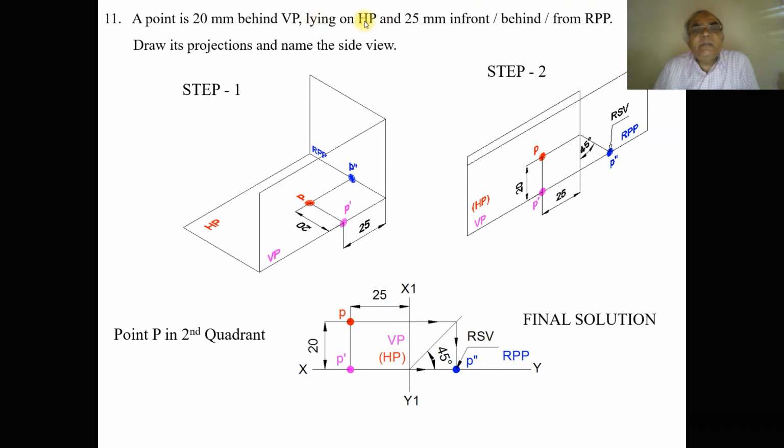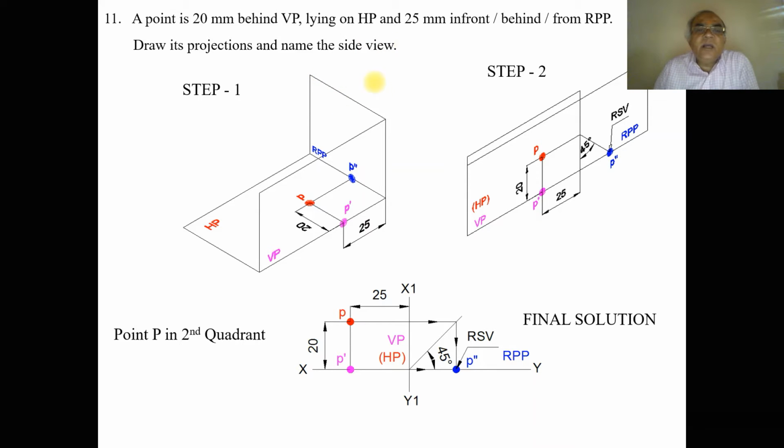If it is above HP, then it becomes the second quadrant. If it is below HP, then it becomes the third quadrant. But it is lying on HP, so obviously we have to analyze both cases, because the given condition is behind VP. Behind VP comes in the second quadrant as well as in the third quadrant. Since it is behind VP, obviously it should be behind RPP. So the side view should be the right side view.